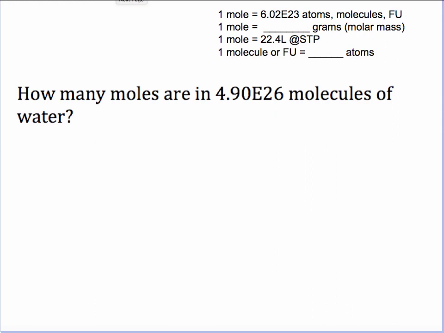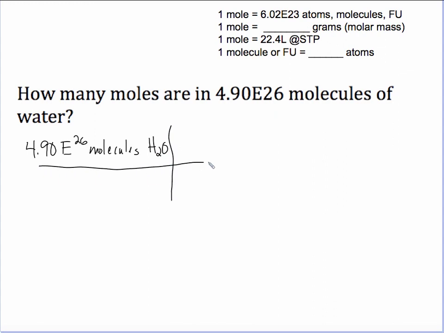All right, so let's try one with molecules here. So how many moles are in 4.90 e to the 26 molecules of water? So step one, you write down what the problem gives you. 4.90 e to the 26 molecules. Now you got to write the word molecules out because if you try to abbreviate it, it looks like moles. Okay? So don't abbreviate molecules. Okay, so we're starting with molecules.